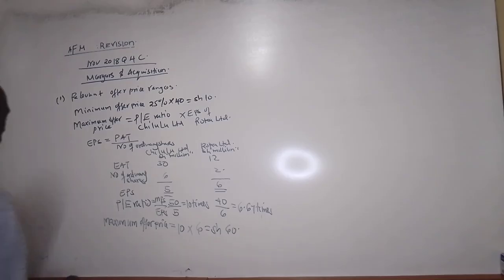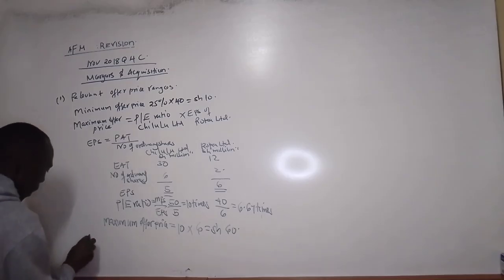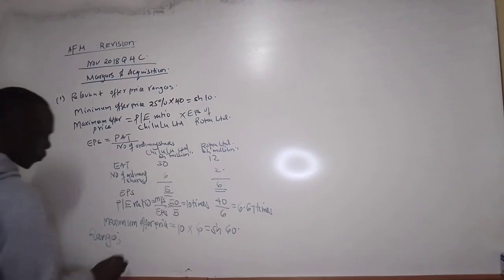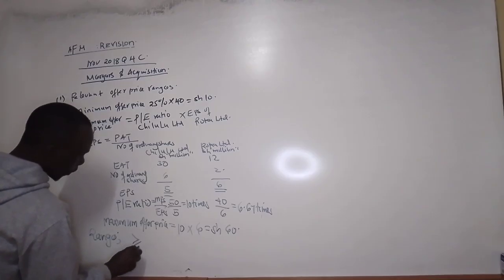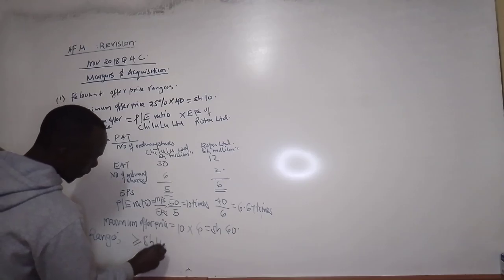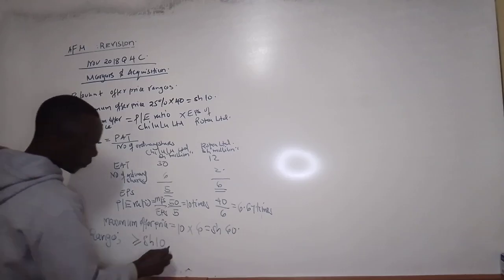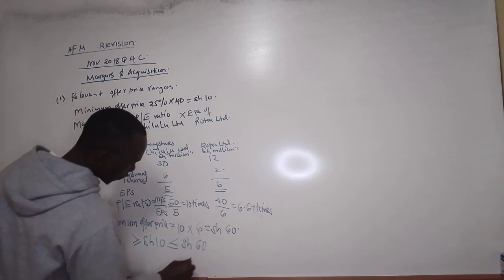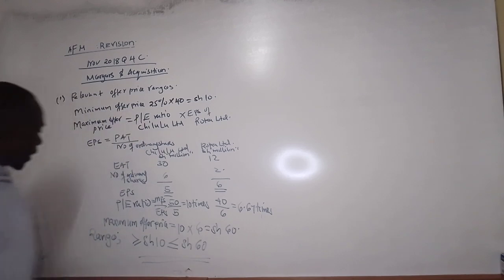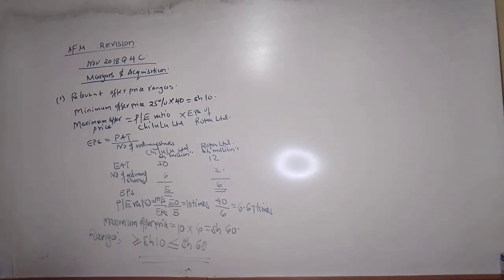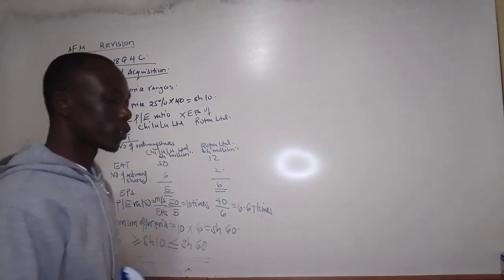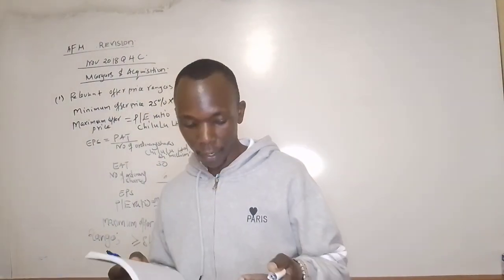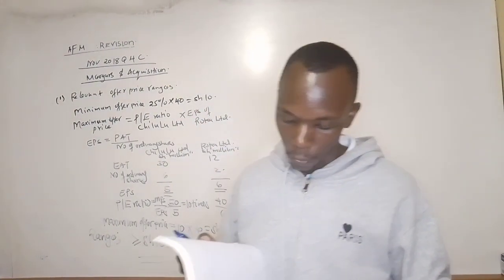And therefore, our range, that is what the examiner wants, will be above or equal to shillings 10, which should be less than or equal to shillings 60. The range will be between 10 shillings and 60 shillings. So in that case, we are done with Roman 1.